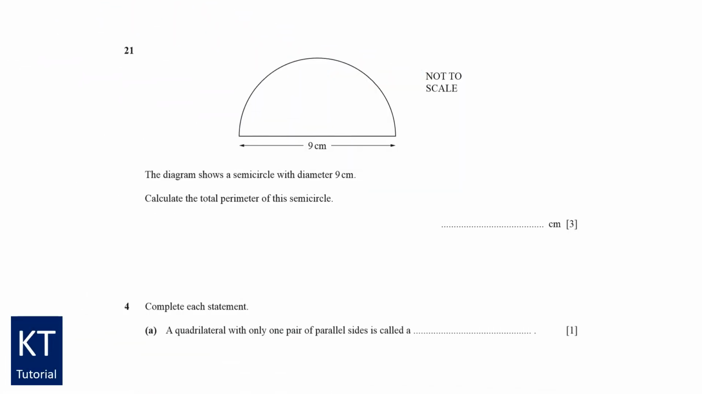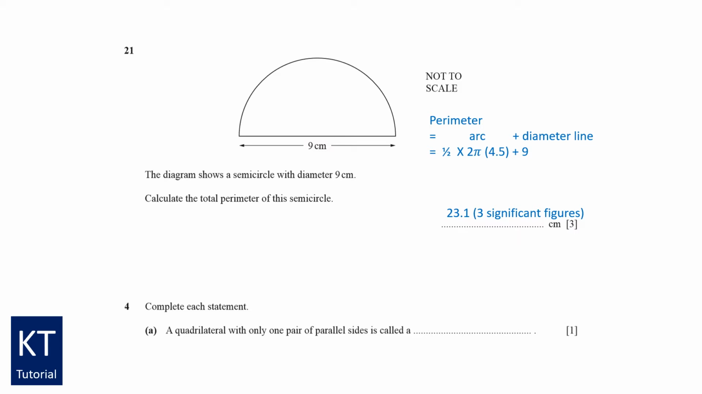Question 21. The diagram shows a semicircle with diameter 9 cm. Calculate the total perimeter of this semicircle. The total perimeter is the sum of its arc as well as its diameter line.